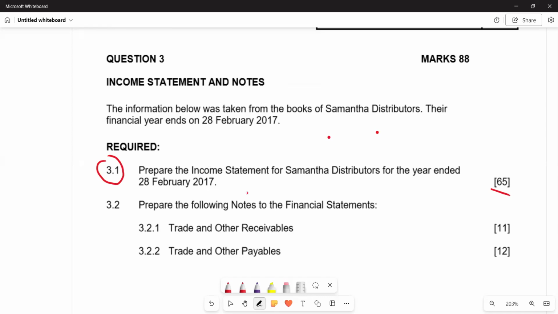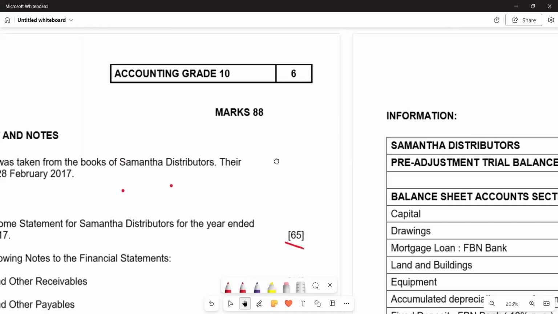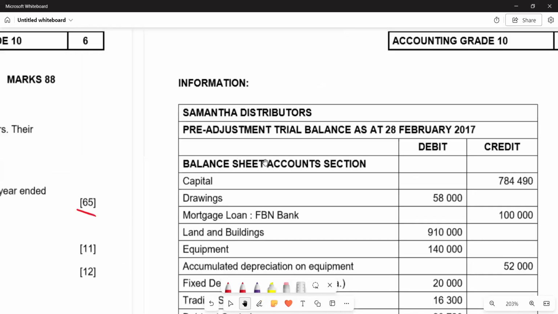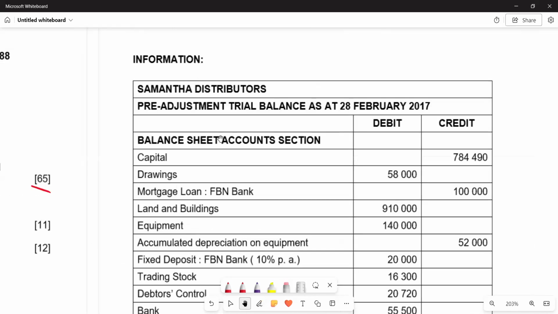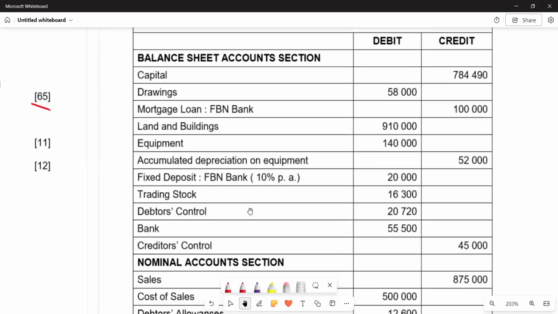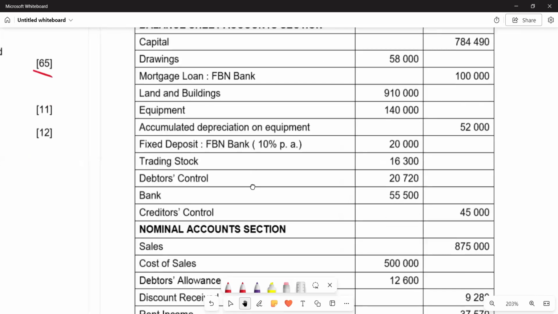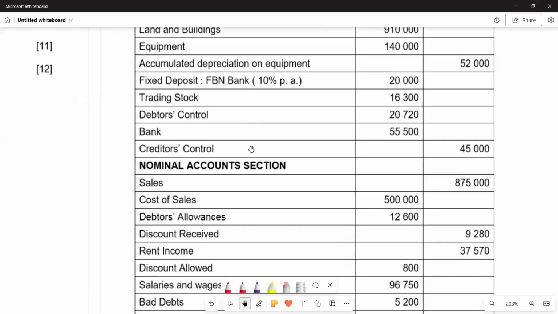So if you go to our question, you'll see that we have information that we are given there that we want to go through before we start to answer the question. So this is the information. We've got Samantha Distributors' pre-adjustment trial balance at 28 February 2017. We are given a debit column, a credit column, and then the balance sheet account section. So these are the balances that we are given going down, and then we also have the nominal account section there.